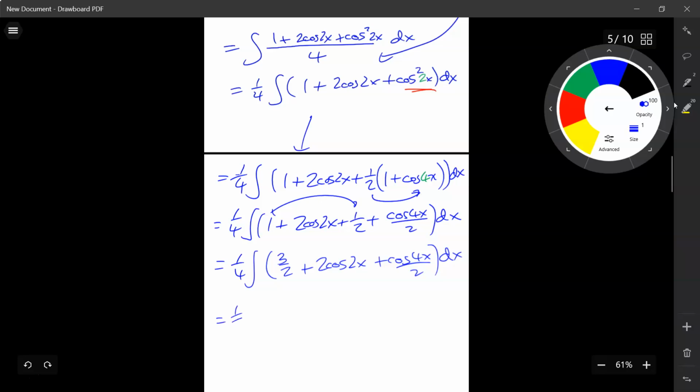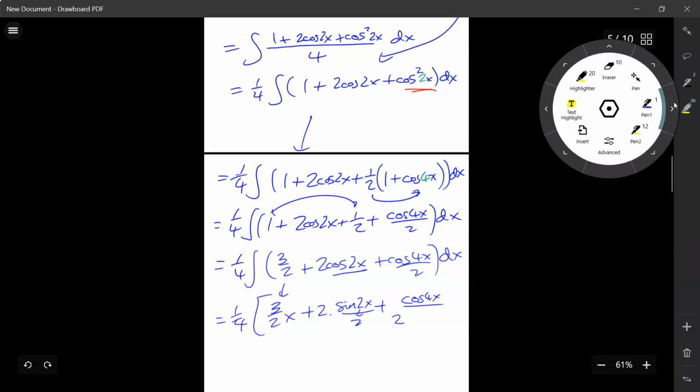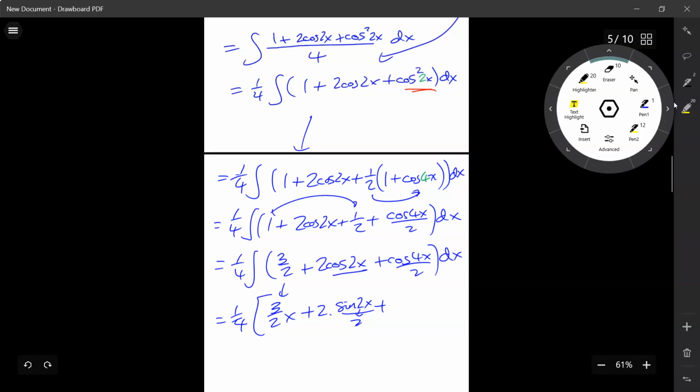So it's equal to a quarter. Open up a bracket. It's 3 over 2 times x, it's a constant. Plus 2 times, and the integral of cosine 2x is sine 2x, and you divide by the coefficient, which is the 2. And here it's cosine 4x. Now we already have a 2 underneath. Sorry, I did that wrong. We already have the 2 underneath, so I can say it's a half. And then the integral of cosine 4x is sine 4x divided by 4. Plus a constant of integration.